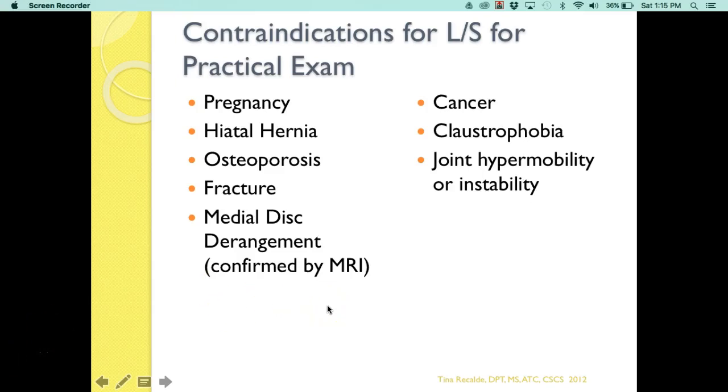Okay, so I'm back. We're going to talk about the contraindications for the lumbar spine for pelvic traction for the practical exam. So again, we're just kind of consolidating the ones we just talked about. So again, there's pregnancy, hiatal hernia, osteoporosis, fracture, a medial disc derangement that's been confirmed by an MRI, cancer, claustrophobia, and joint hypermobility or instability.